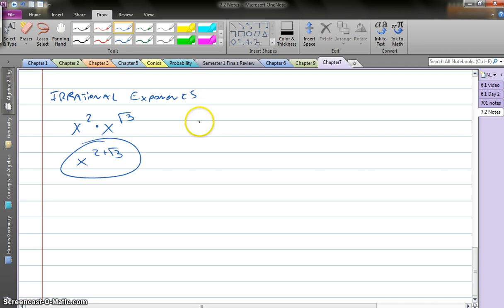Let's try one more. x times y all raised to the pi. Well, same laws apply. Take the pi to both: x to the pi, y to the pi.